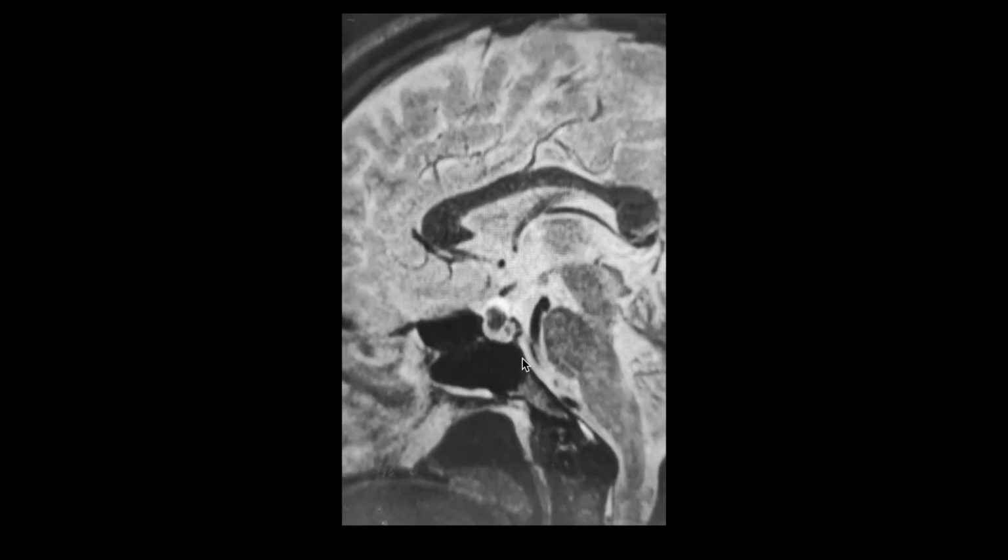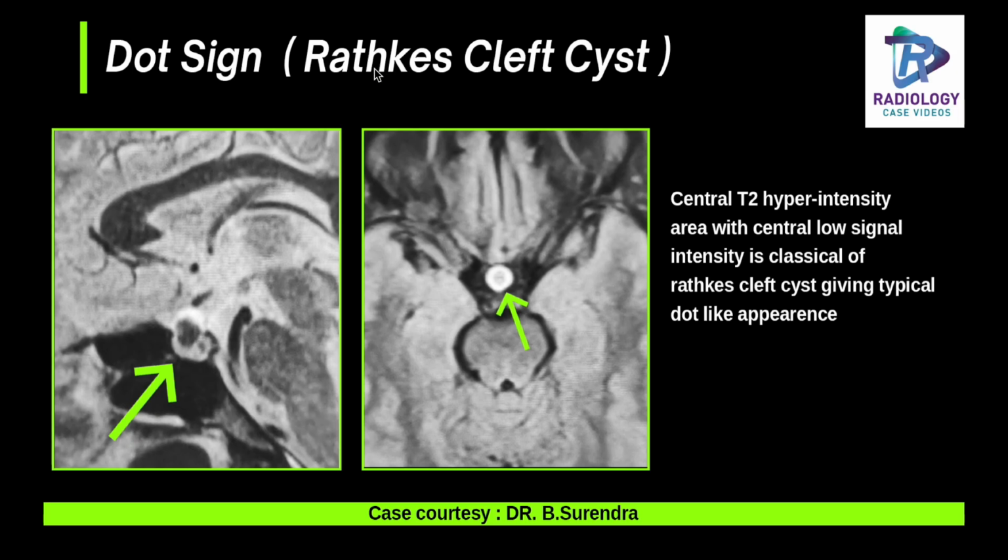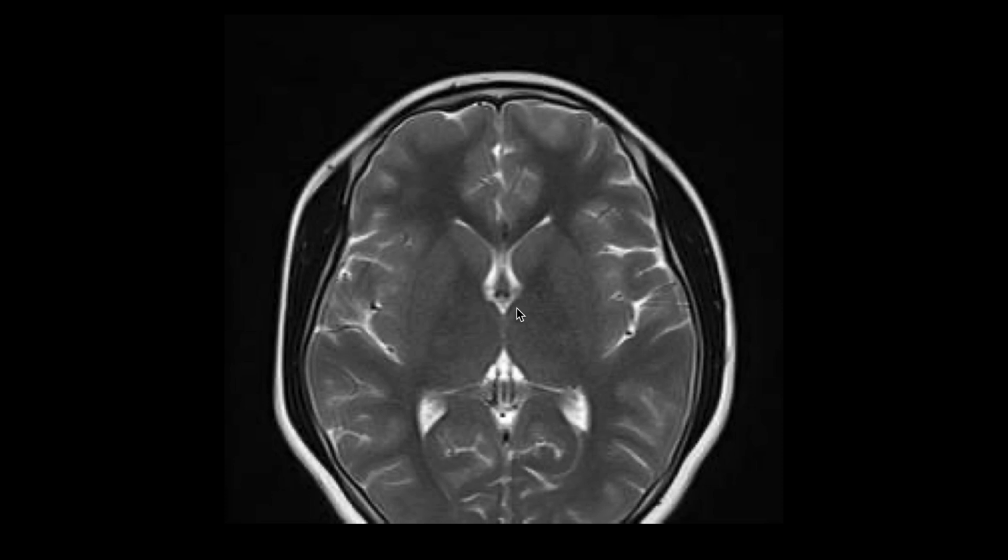Coming to another case, there is an intrasellar and suprasellar cystic lesion which is predominantly T2 hyperintense, showing a hypointense content within. In FLAIR also you can appreciate the subtle hypointensity. This is the classical Rathke's cleft cyst with dot sign. Rathke's cleft cysts are nothing but embryonic remnants of Rathke's pouch. It should be differentiated from macroadenomas, which are common intrasellar lesions, by this classical dot sign.